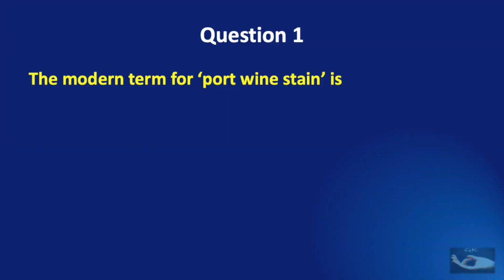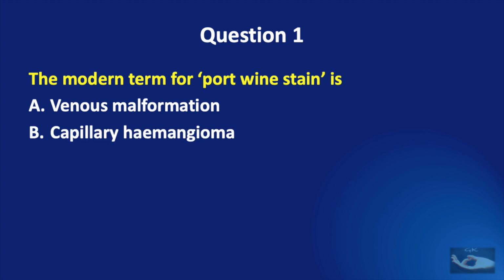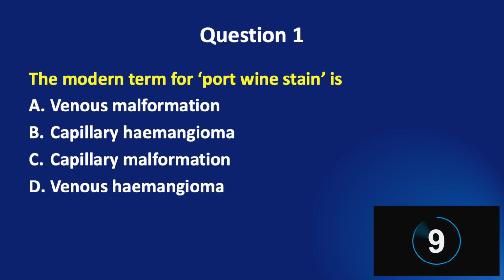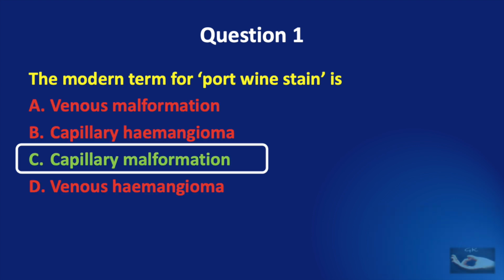Question number 1. The modern term for port wine stain is venous malformation, capillary hemangioma, capillary malformation, or venous hemangioma. The correct answer is capillary malformation.